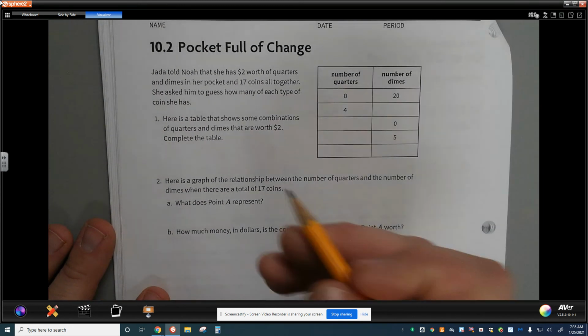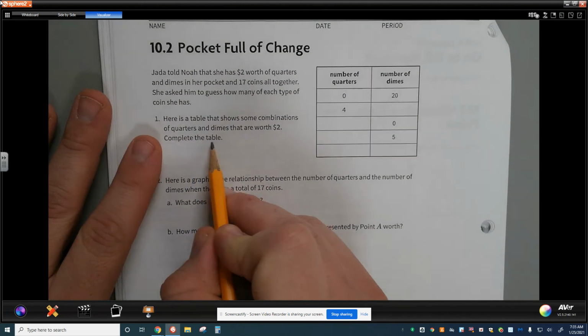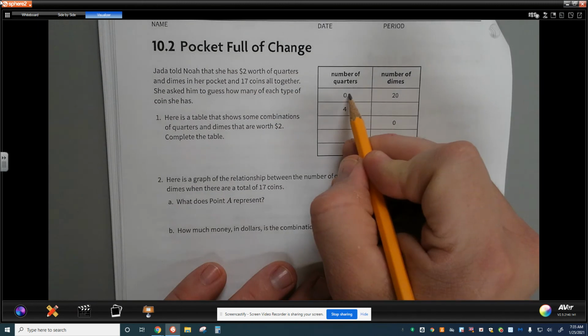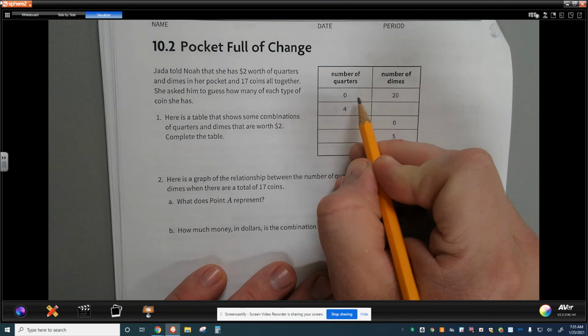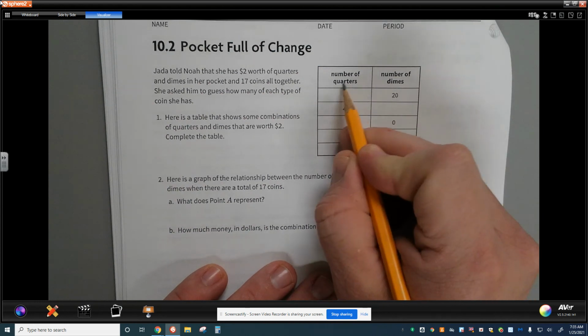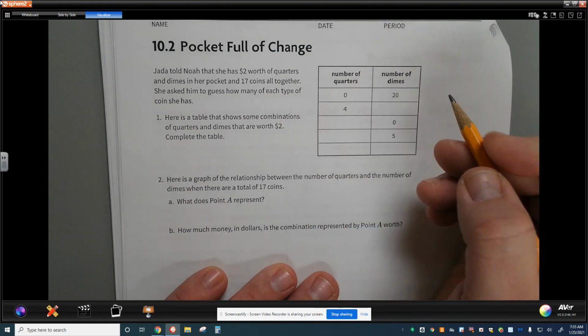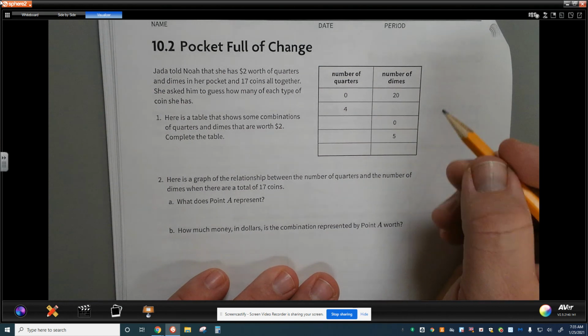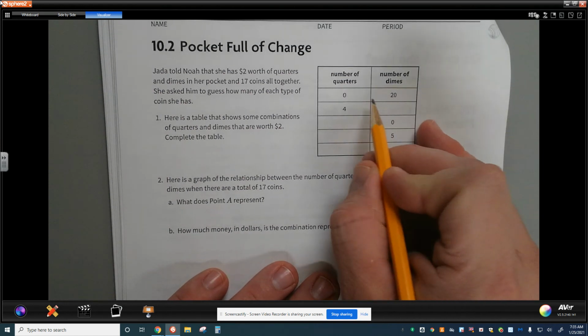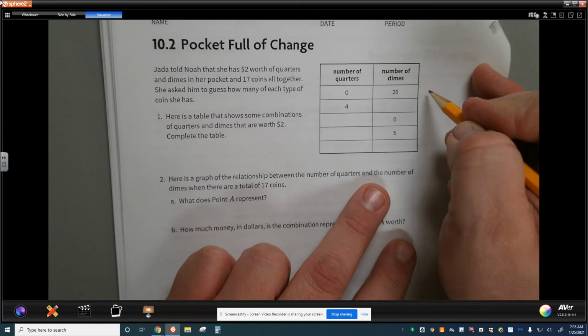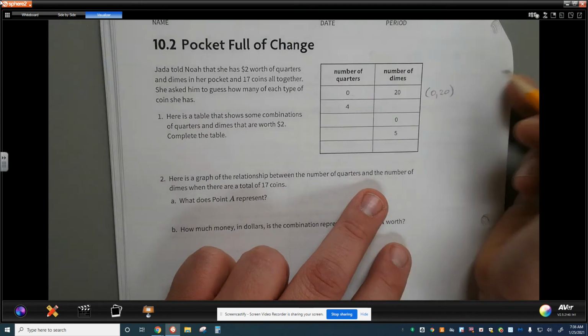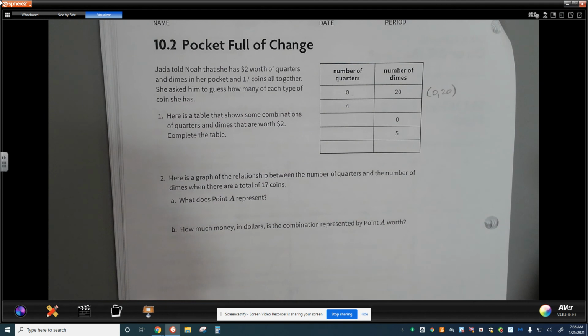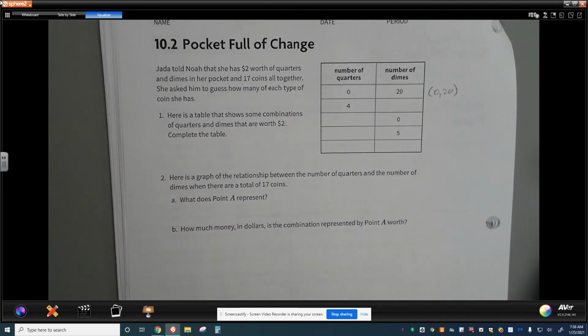When we talk about these tables, we're supposed to complete the table. What we know is if we have $0 in quarters, or 0 quarters, we must have 20 dimes because that's what makes the $2. So any combination that we have here as an ordered pair will represent enough money to make $2, but we're looking for a specific ordered pair that will actually combine the number of coins to 17.